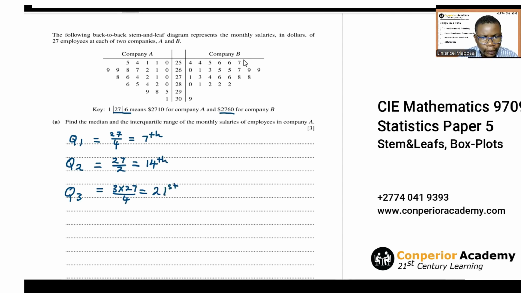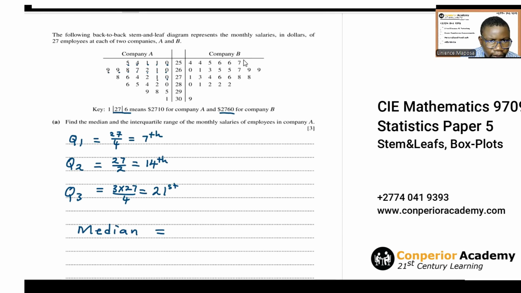Okay. So you can just conclude here that your median is going to be equal to the 14th value for company A: 1, 2, 3, 4, 5, 6, 7, 8, 9, 10, 11, 12, 13, 14.